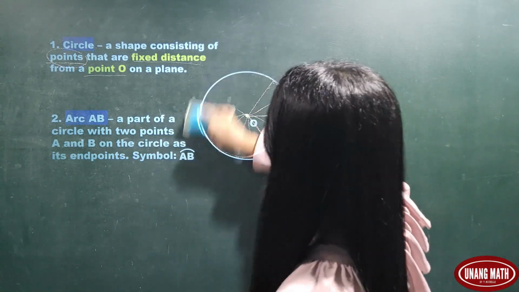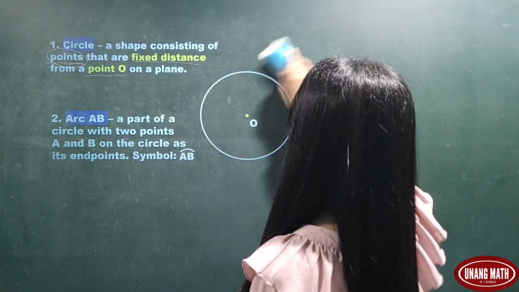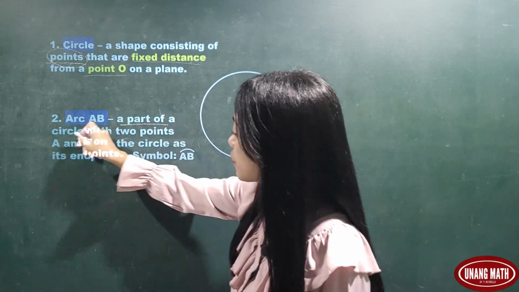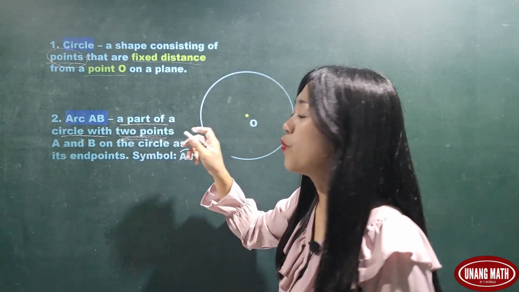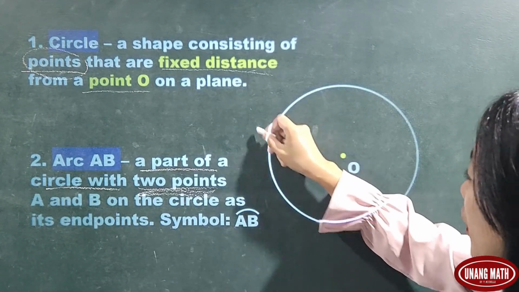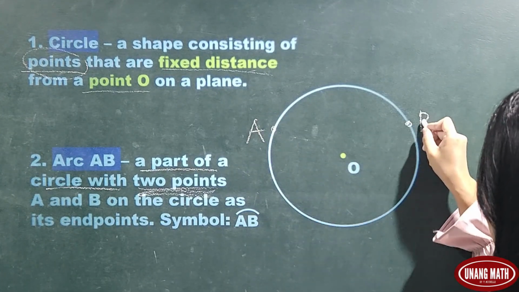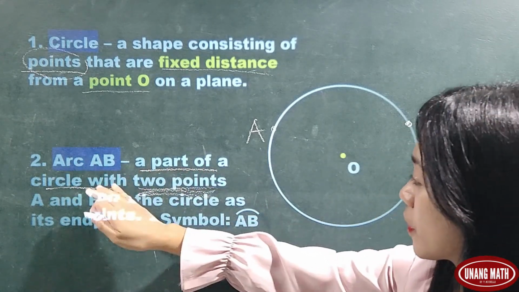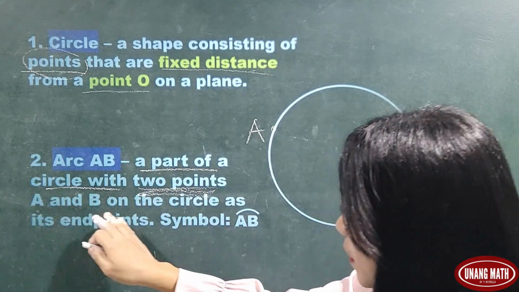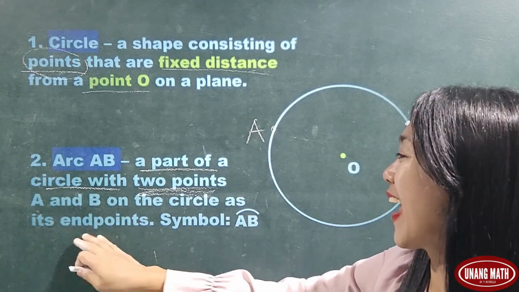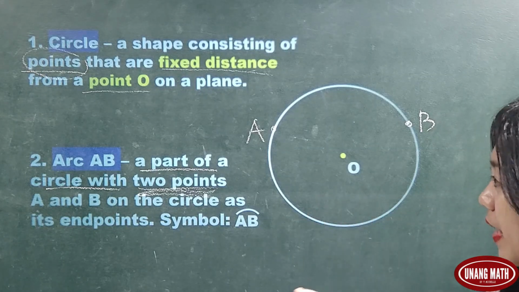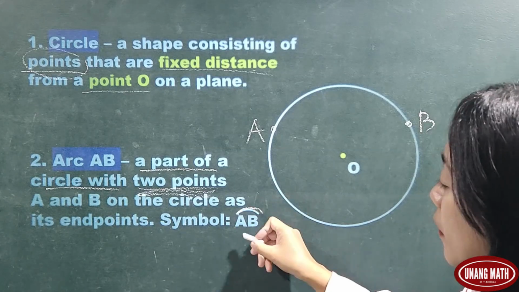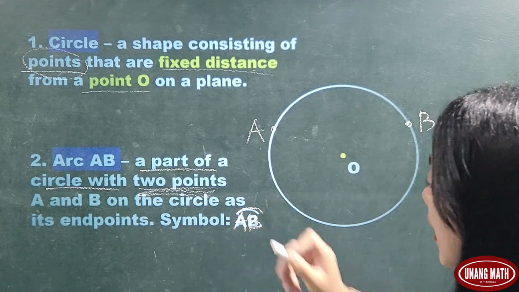Okay, moving on. Number 2 is arc. What does it mean when we say arc? Arc is a part of a circle with 2 points. Okay, let's say this is point A, this is point B. Okay, what is arc AB? This is a part of a circle with 2 points, A and B, on the circle as its endpoints. If we will write arc AB using symbol, the symbol for arc is this symbol. So this is arc AB.